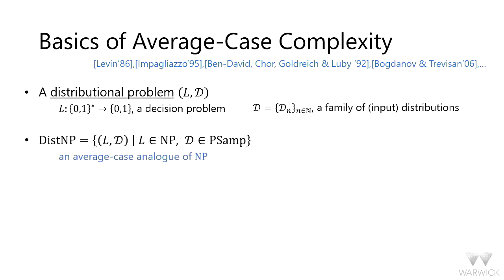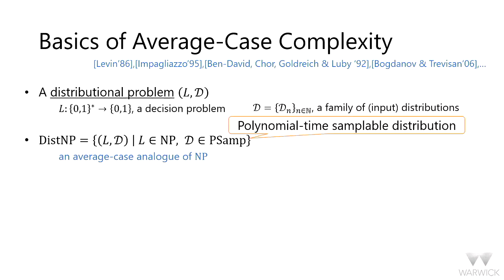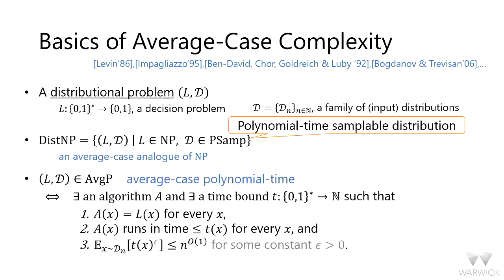A distributional problem is a pair of a decision problem L and a family of input distributions. Then we can introduce an average case analog of NP, which is denoted by distributional NP. Distributional NP is a class of distributional problems (L, D) such that L is in NP and D is in P-samplable. P-samp stands for polynomial time samplable distribution: a distribution for which a randomized polynomial time algorithm generates a sample according to the distribution. In other words, we restrict ourselves to polynomial time samplable distributions.